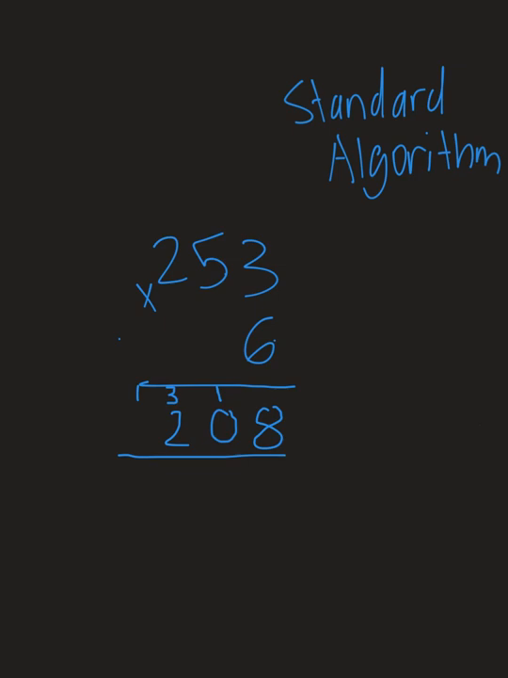So nothing plus 8 is 8. 1 plus 0 is 1. 3 plus 2 is 5. And 1 plus nothing is just 1. So here is our final answer.